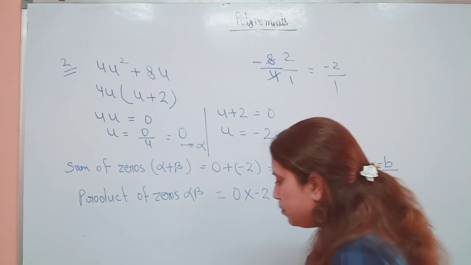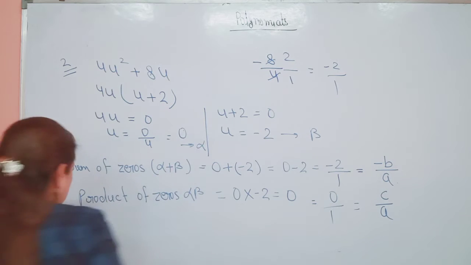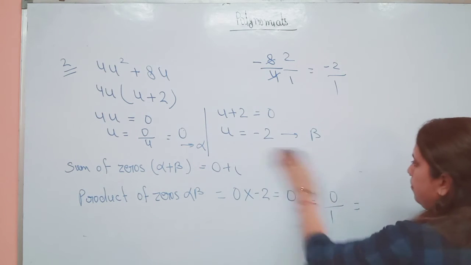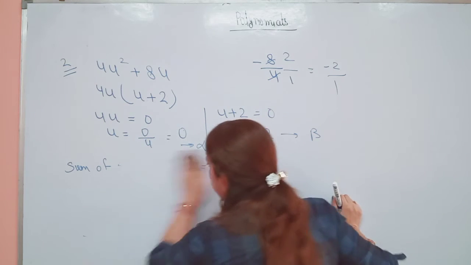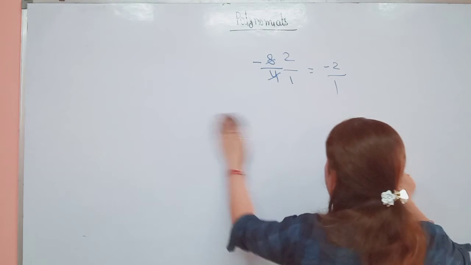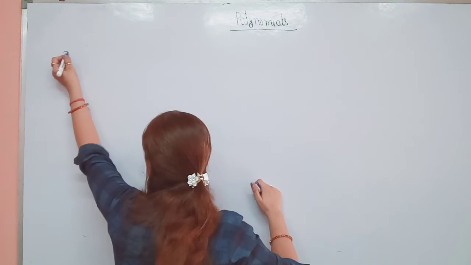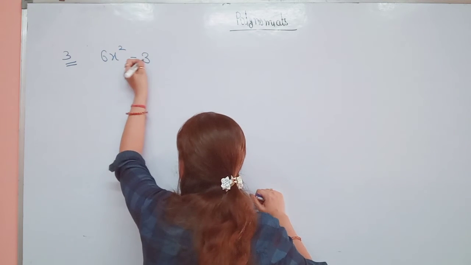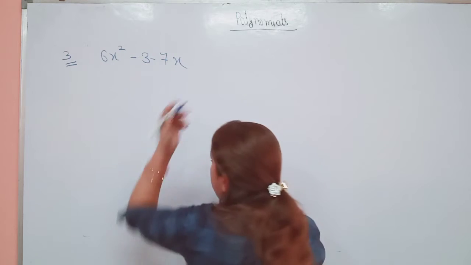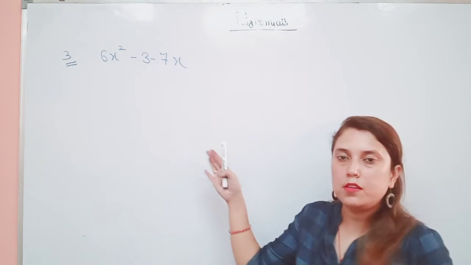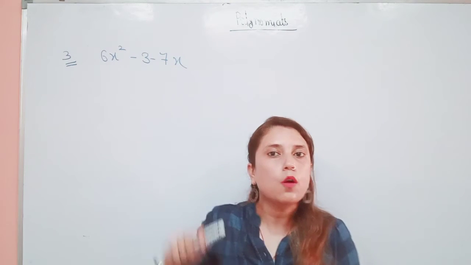Now let's do one more question. Question number 3. The question is 6x square minus 3 minus 7x. Again find the zeros and after that find the relationship between zeros and coefficients.